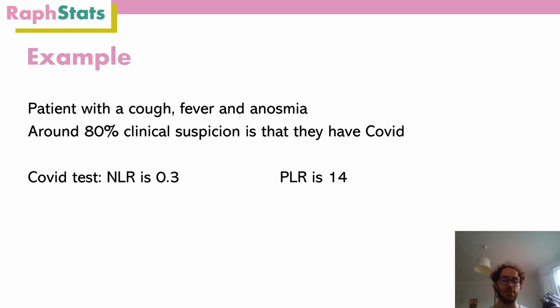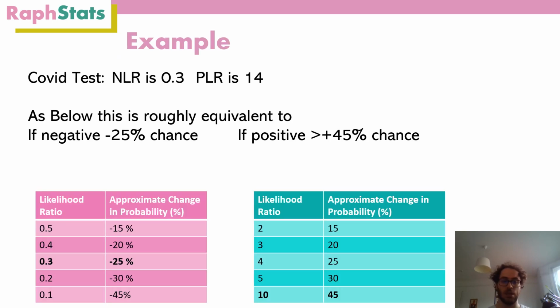Now, I've given you the figures for the negative likelihood ratios and positive likelihood ratios of a COVID test. You can find these figures online for most tests, and I just Googled to find these out. The negative likelihood ratio is 0.3, and the positive likelihood ratio is 14. So we're going to look at our tables to make this easy to work out. That negative likelihood ratio means if the test is negative, we're going to take away 25% in the chance they have COVID. Whereas if the test is positive, we're going to add a bit more than 45%, but we'll just say 45% for convenience's sake.